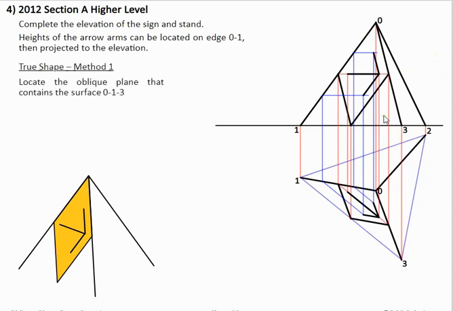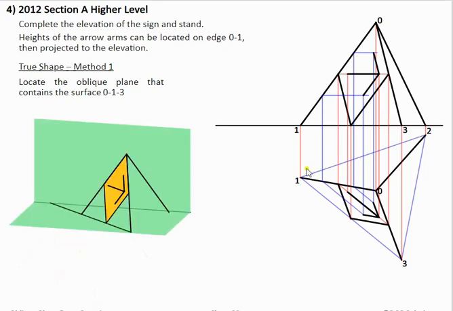Now in this question, to get the true shape, we can use the oblique planes method. What we're going to do is take the surface 0, 1, 3 as if it is an oblique plane. In the 3D graphic here we have the horizontal trace drawn in to show where it would be positioned. And we're going to rabat this surface back down.